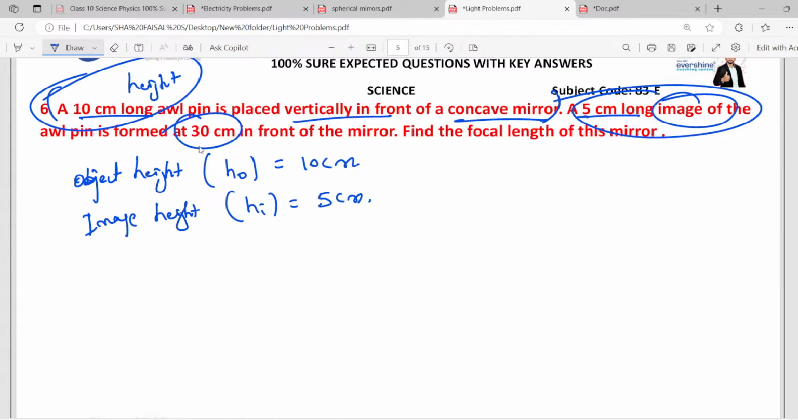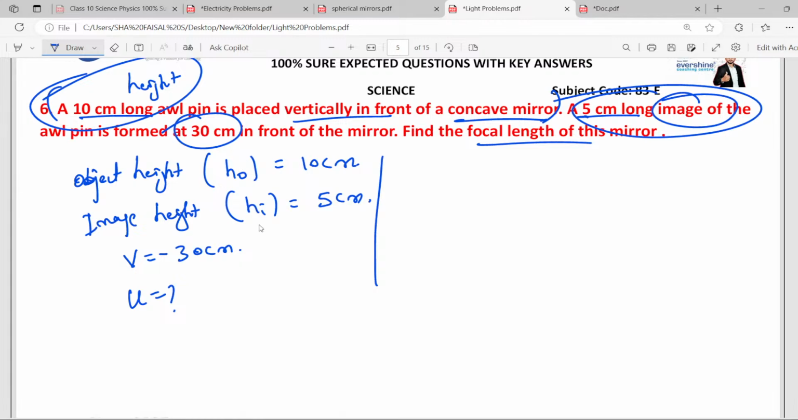And then they have given that an image at 30 centimeter is formed. This means they have given the image distance. Image distance is 30 centimeter. And also they said that it is in front of the mirror. Since it is in front of the mirror, we should take negative. Understood? Now the question is, they are asking the focal length. To calculate the focal length, first of all, we should know the value of u. Unless we know the value of u, we cannot calculate.